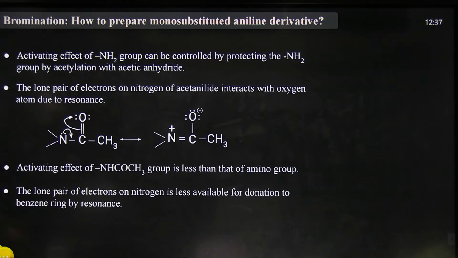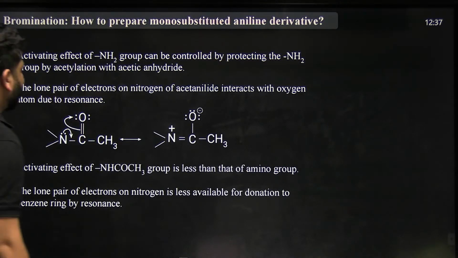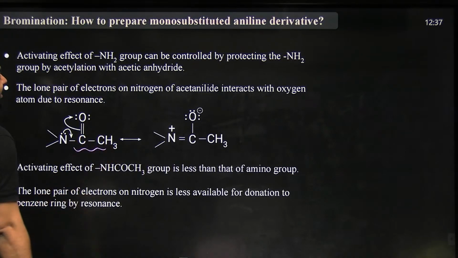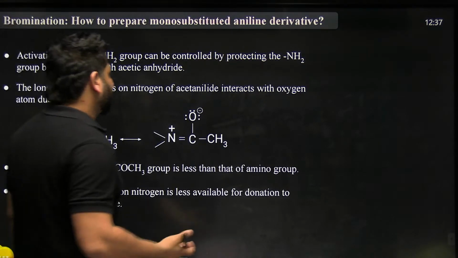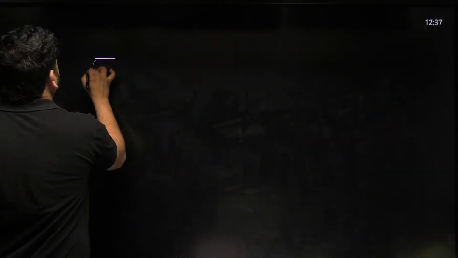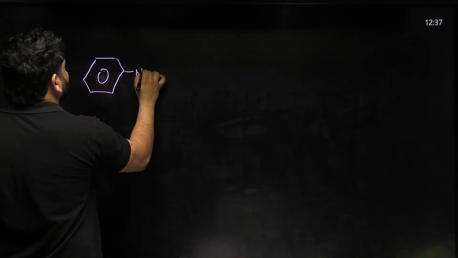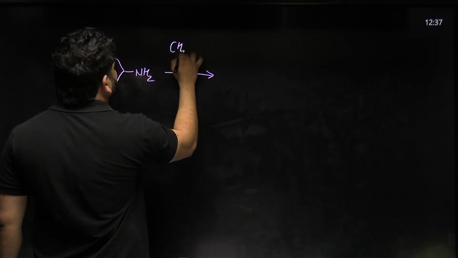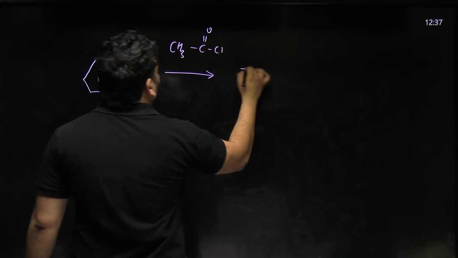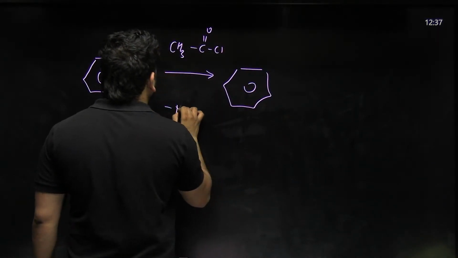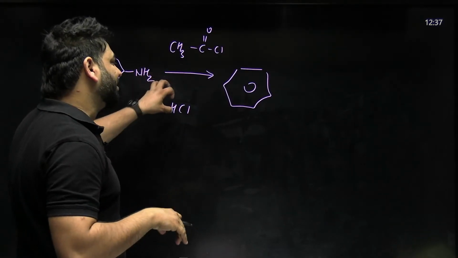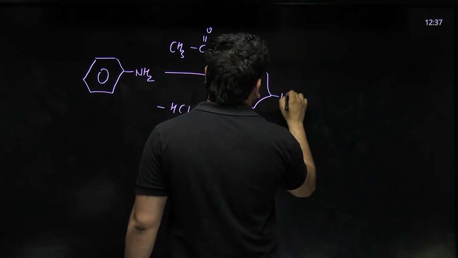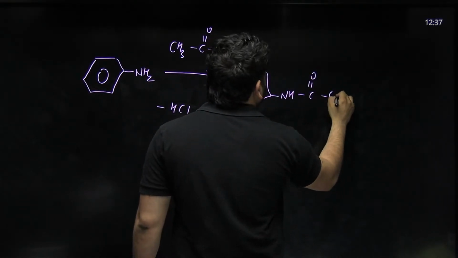We are supposed to decrease the activity of the NH2 group by adding this acyl group. This is called acylation. How do you do the acylation? It's simple: we make aniline attack acyl chloride, which is CH3 C double bond O, Cl. It forms first, then after removal of HCl, that's why we should take pyridine as a mild base which can neutralize this HCl, and the reaction goes in the forward direction like this.